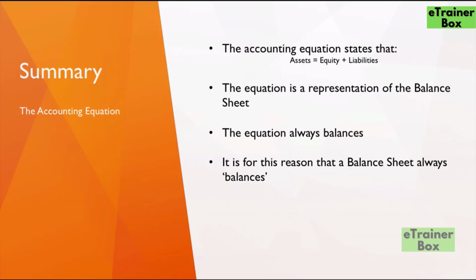Summary: the accounting equation states that assets equal equity plus liabilities. This equation is a mathematical representation of the balance sheet. And as you saw in the previous example, the equation always balances, and it is for this reason that your balance sheet always balances.